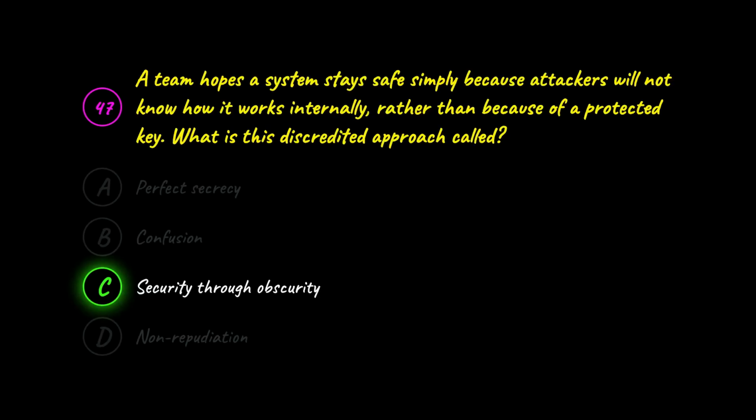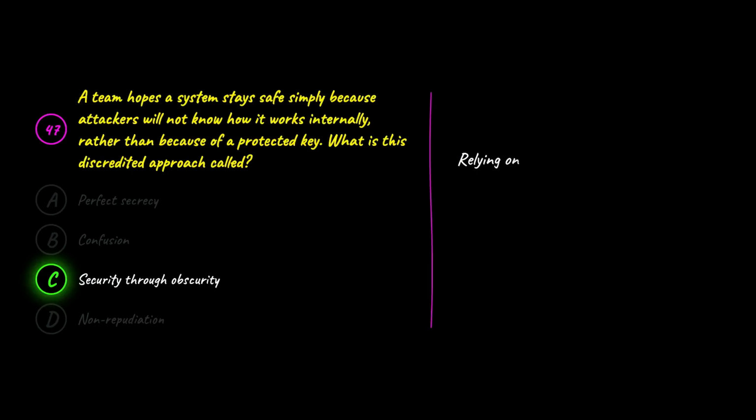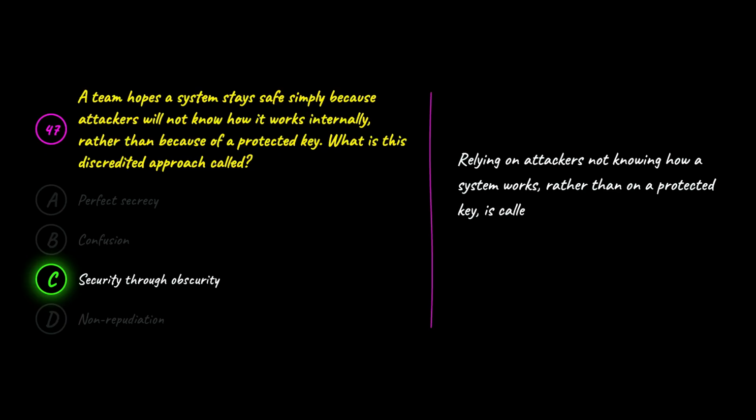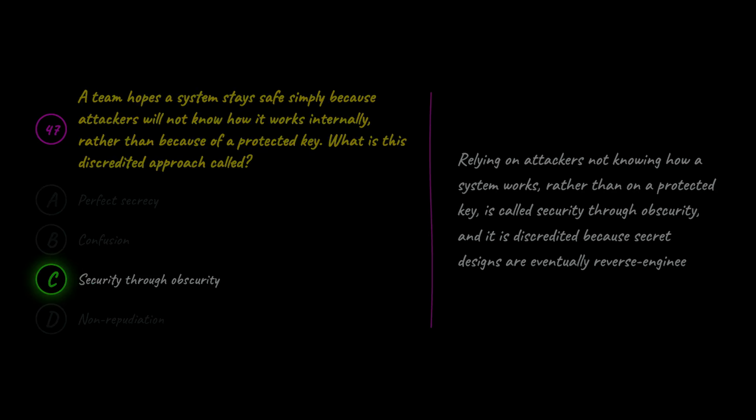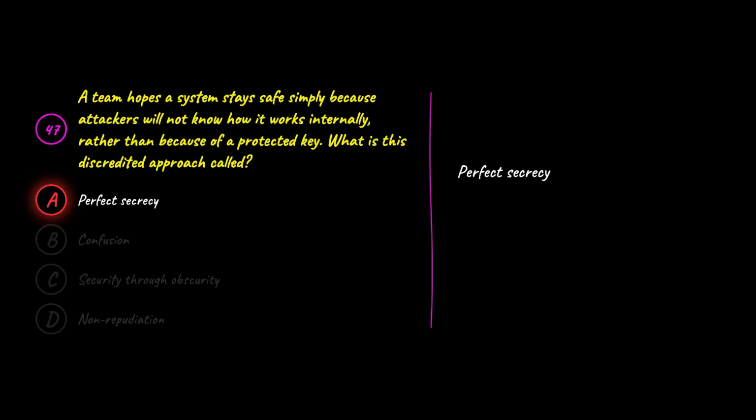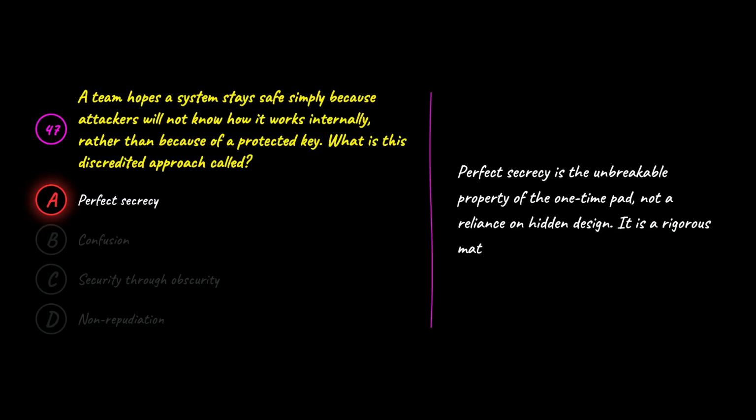The correct answer is C. Security through obscurity. C is correct because relying on attackers not knowing how a system works, rather than on a protected key, is called security through obscurity, and it is discredited because secret designs are eventually reverse engineered or leaked. It is the opposite of Kerckhoffs' principle. A is wrong because perfect secrecy is the unbreakable property of the one-time pad, not a reliance on hidden design. It is a rigorous mathematical guarantee, not obscurity.